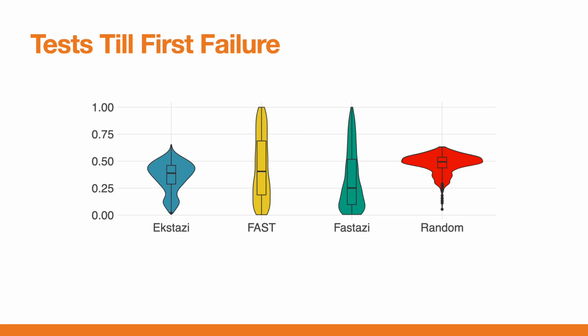Ekstazi might select very close to 100% of the test suite, and FAST, by the nature of being similarity-based, might prioritize the desired test near the end of the test suite, and when both of those things combine, Fastazi also has a poor performance. But still, on the median case, and statistically we have shown that in the paper, Fastazi is more reliable than Ekstazi or FAST alone, and in the majority of cases it will find the test sooner.